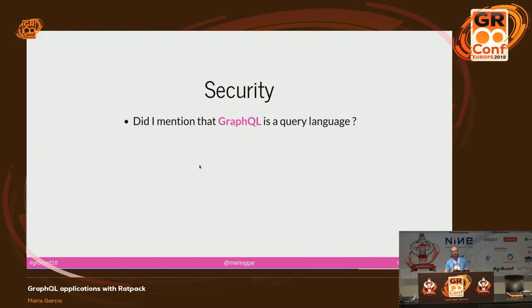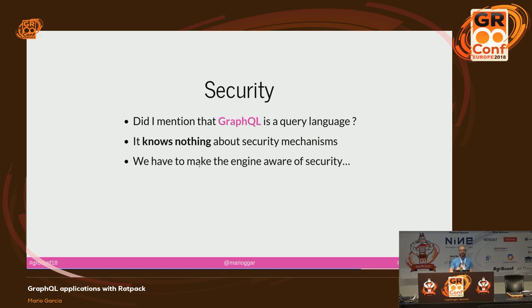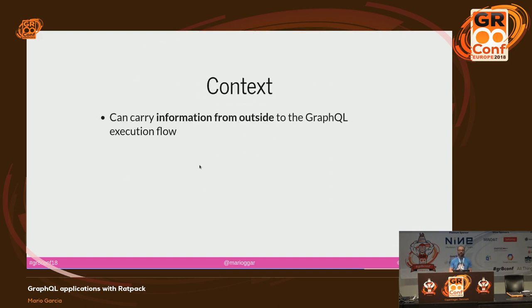It's good to mention at this point, again, that GraphQL is a query language. It knows nothing about security mechanisms. So we had to make the engine, the GraphQL engine that we are using in our applications, aware of the security stuff. It is normally tackled using the concept of context. What is a context? Well, the context is something that carries information from outside the GraphQL engine to the GraphQL execution flow. Things like the user that is authenticated is passed to the GraphQL execution flow through the context.